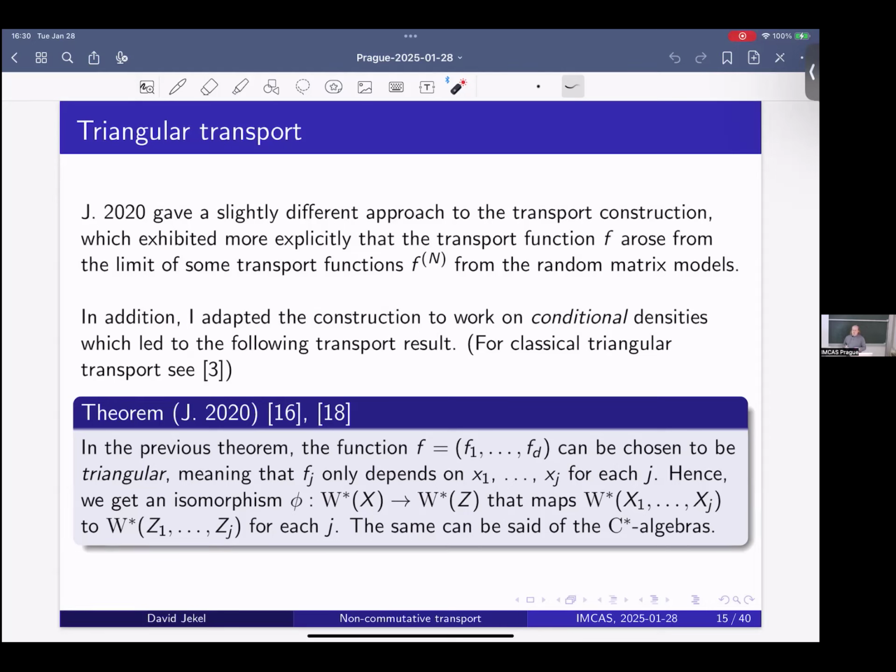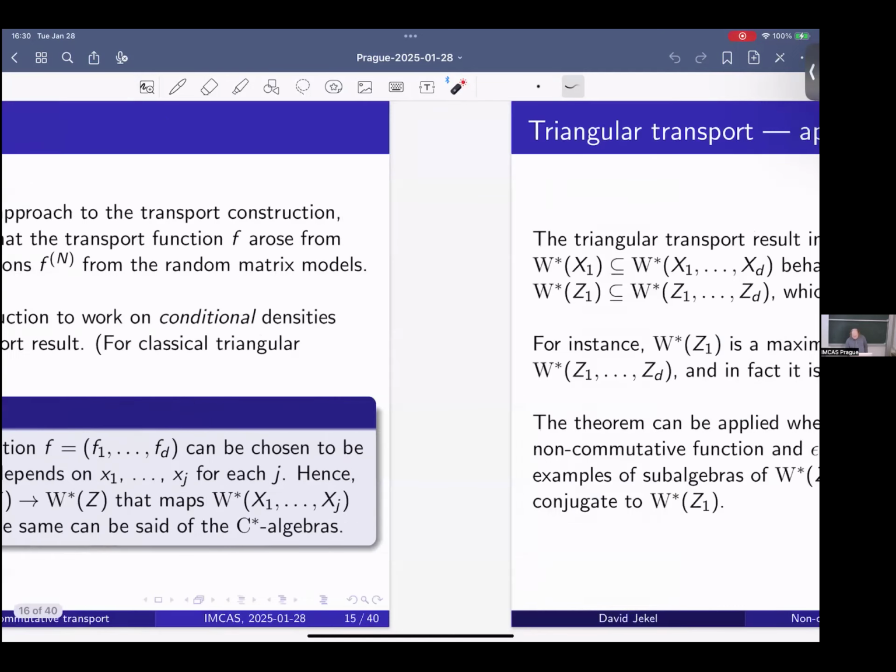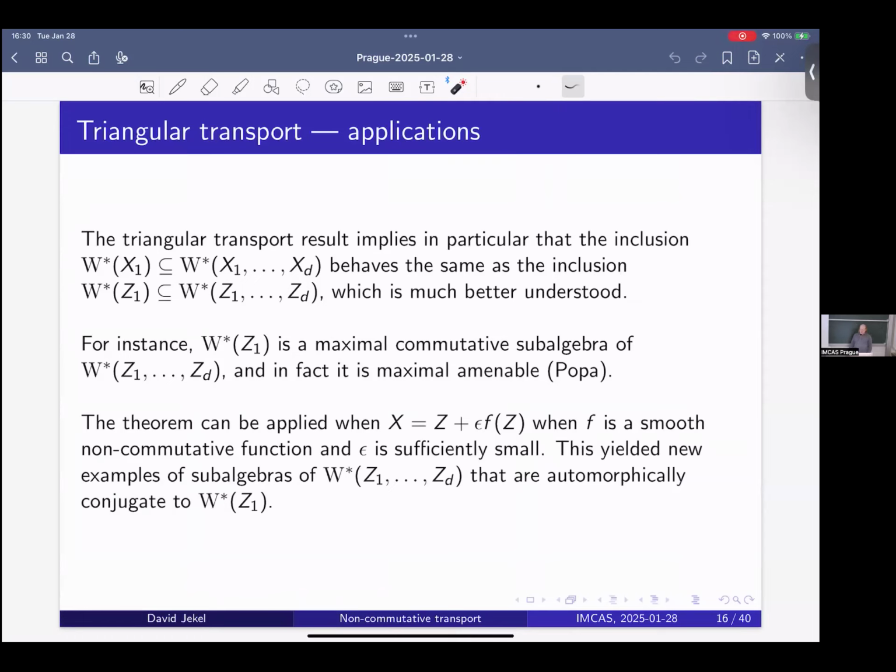And by the way, this also works for the C-star algebras, because if the function is nice enough, then you'll get isomorphism of the C-star algebras as well, not only of the von Neumann algebras. So, like I said, the von Neumann algebra of the first generator and the first generator in the other set will be the same up to isomorphism of the inclusions in a larger algebra. So, for instance, the first one being maximal amenable thanks to Popa, or other properties like this, also apply to the other one because you can transform it to the other one.